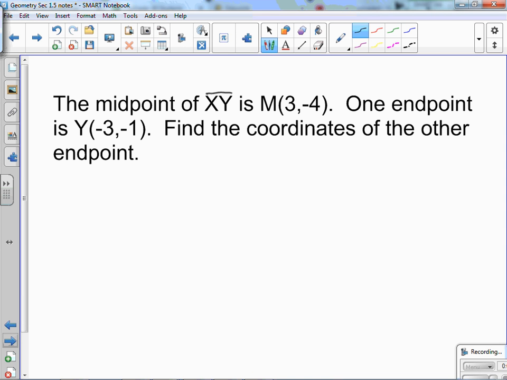All right, this is a little more complicated option. It says the midpoint of segment XY is (3, -4). One endpoint is point Y, which is (-3, -1). Find the coordinates of the other endpoint, or the point X.